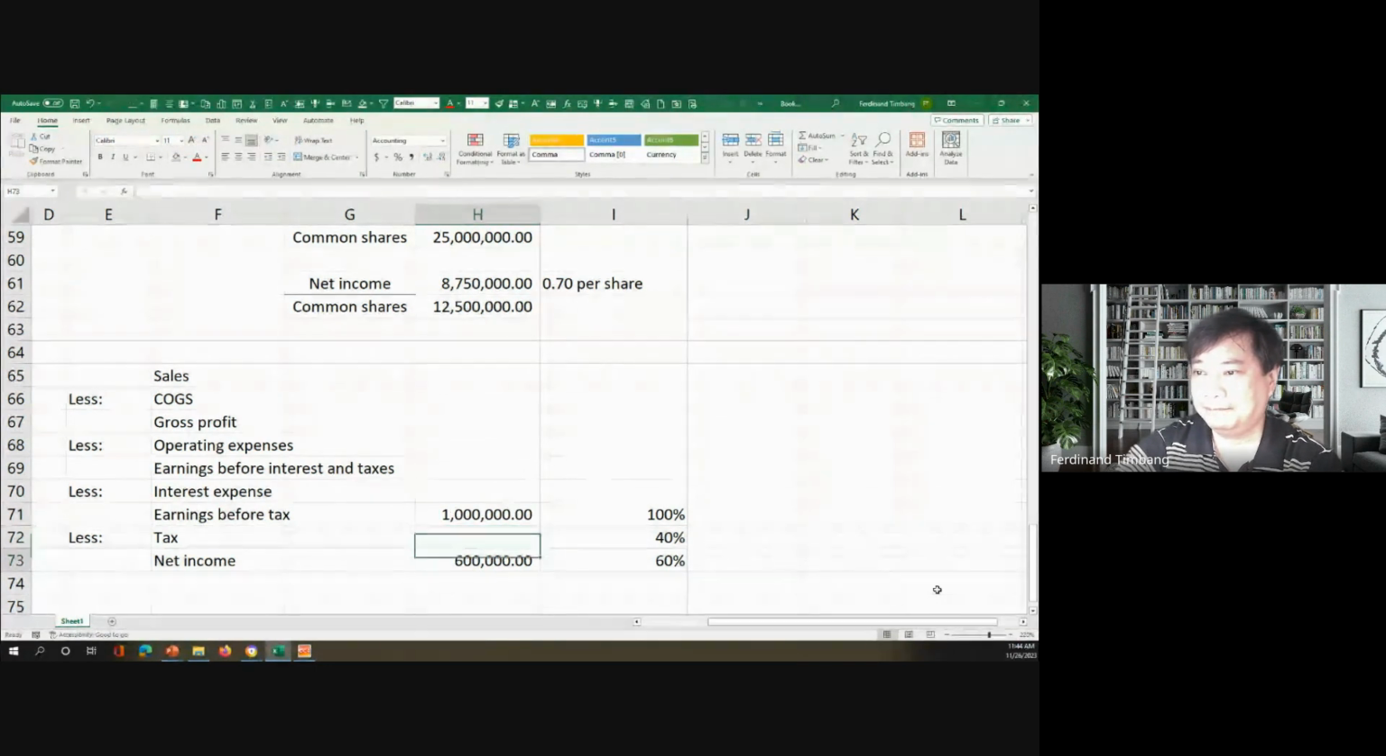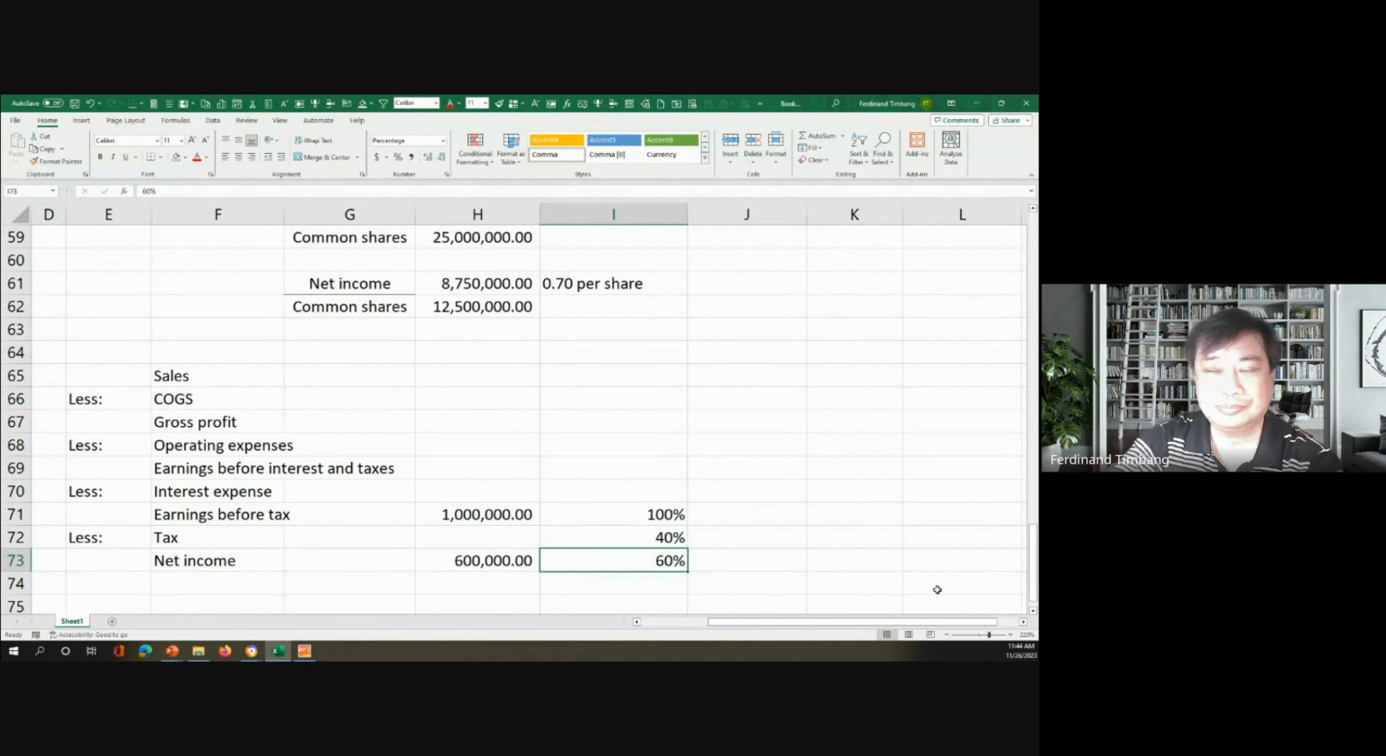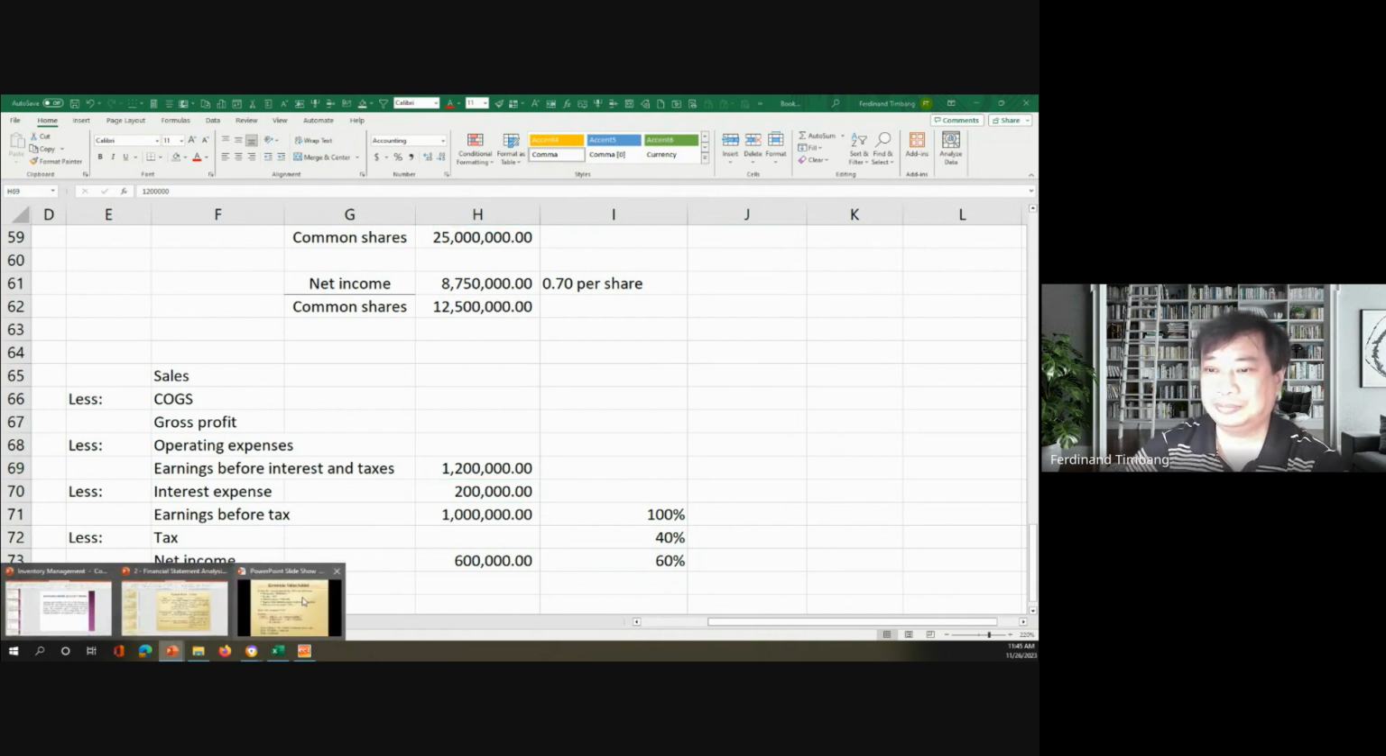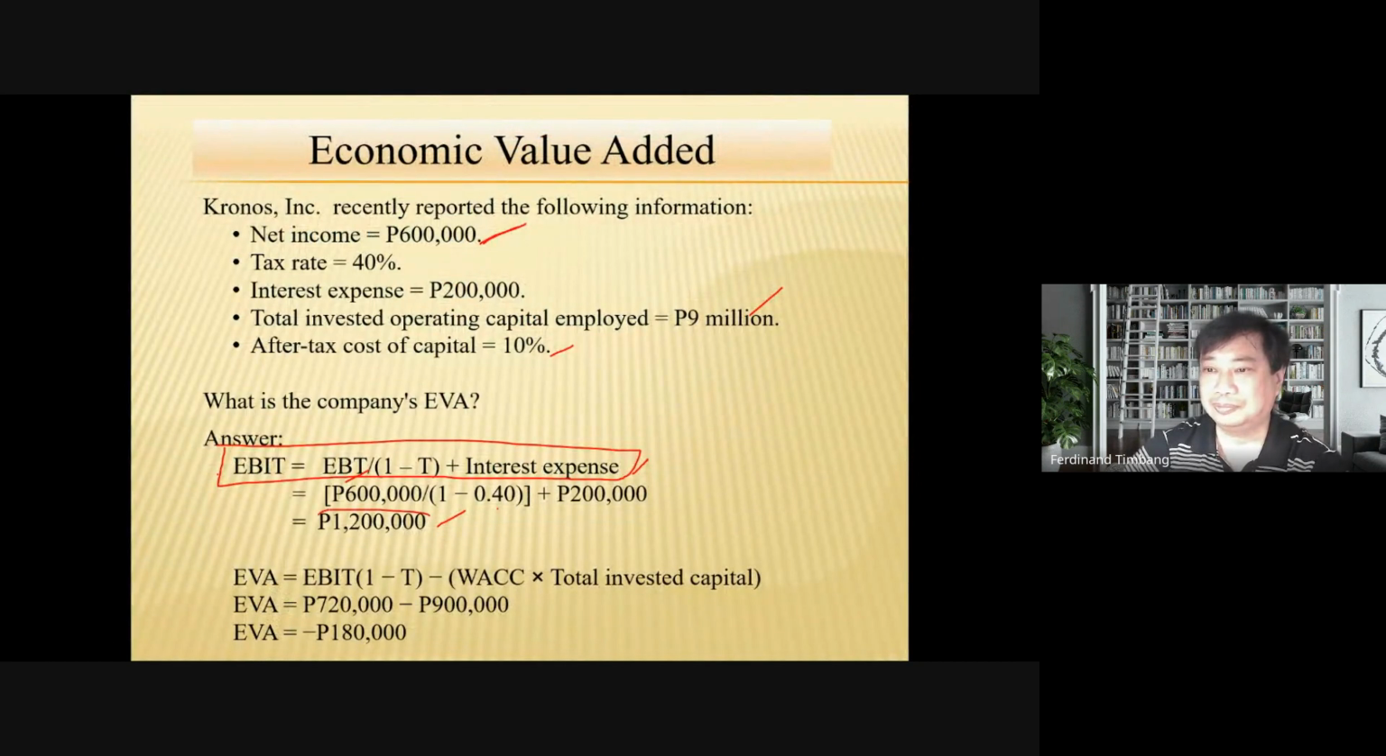So 600,000 divided by 60% is 1 million. Our interest expense is 200,000. Adding these two, our earnings before interest and taxes is 1.2 million. Do you get it?